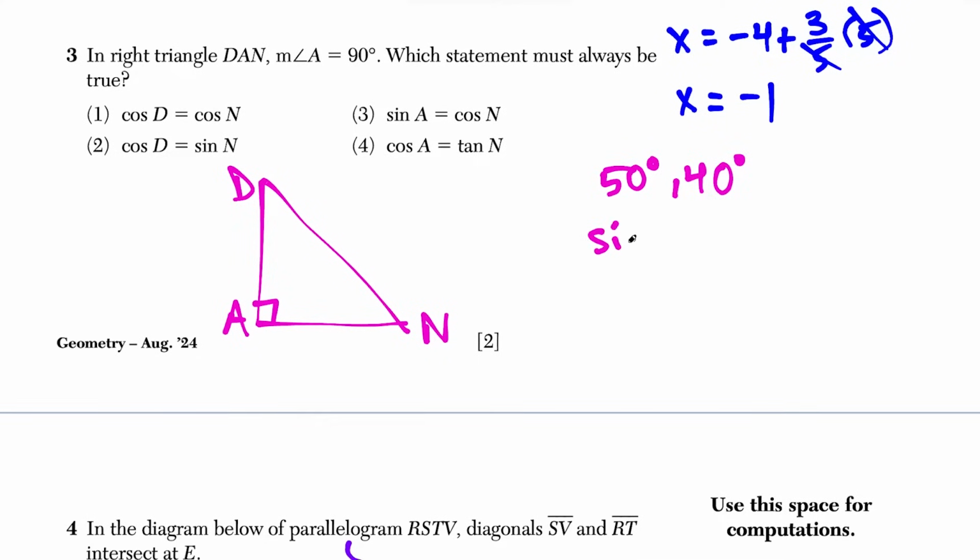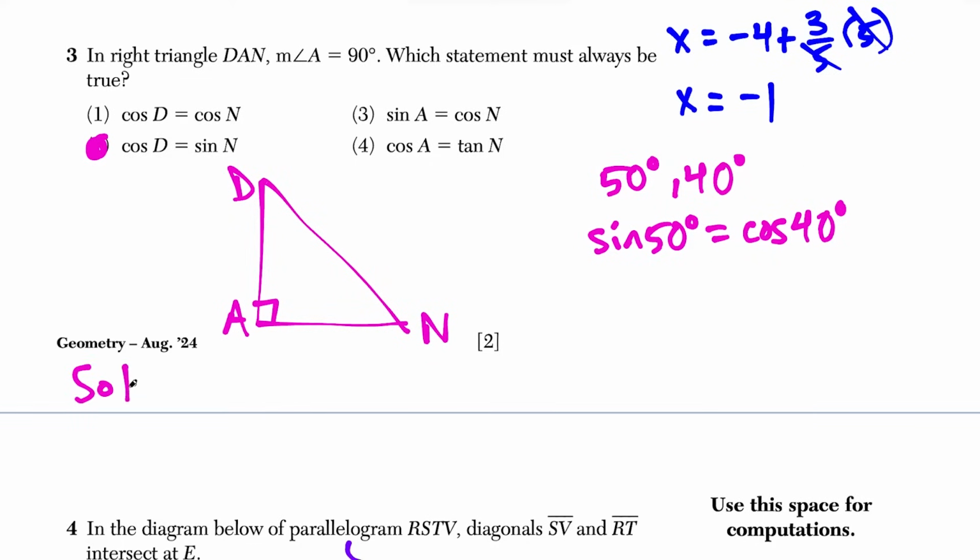So if I did something like this, sine of 50 degrees, and I set this equal to cosine of 40 degrees, I could say this equation is true because 50 plus 40 is 90, and sine and cosine are cofunctions. So when we plug in pairs of complementary angles, the values are going to be equivalent. So knowing that here, I can see angle D and angle N are complementary. So scanning the answer choices right away, 2 jumps out at me, that cosine of D is equal to sine of N.